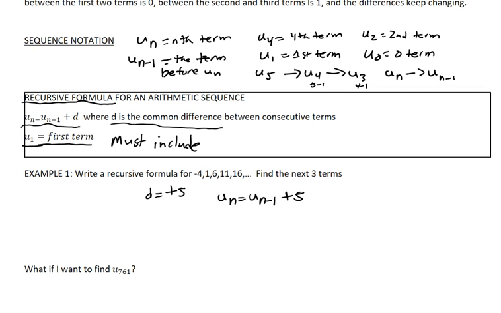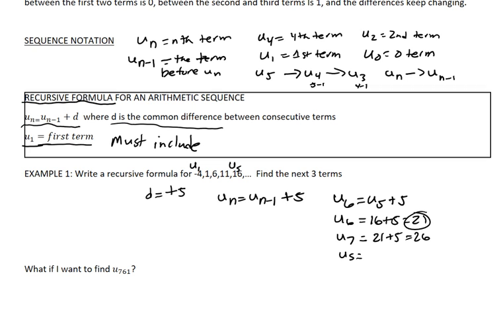So u sub 1, 2, 3, 4, 5, u sub 6 should equal u sub 5 plus 5. Well, u sub 5 is 16, plus 5, which is 21. So u sub 7 would equal 21 plus 5, because now we know u sub 6, and u sub 7 is u sub 6 plus 5. So that's 26. And u sub 8 would then be 26 plus 5 is 31.